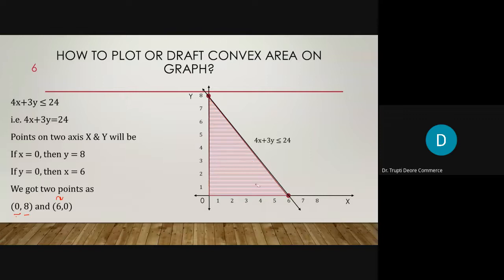Is there any issue regarding this? Because there may be a sum about this property. Okay, is it clear?